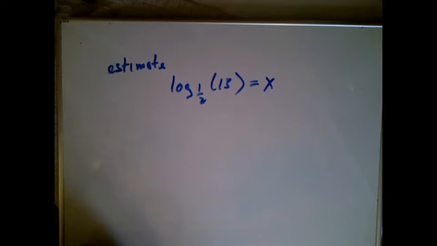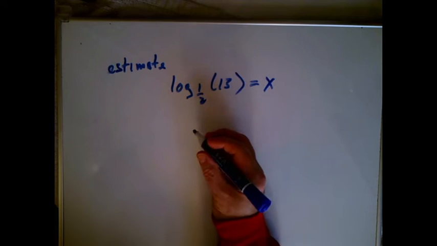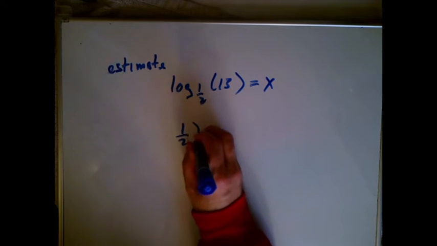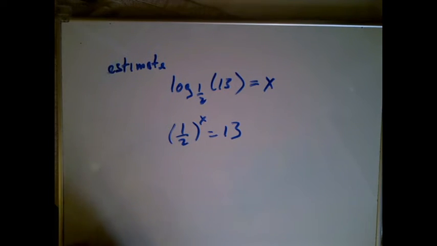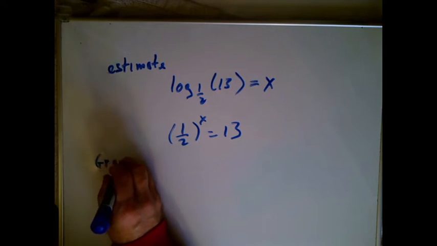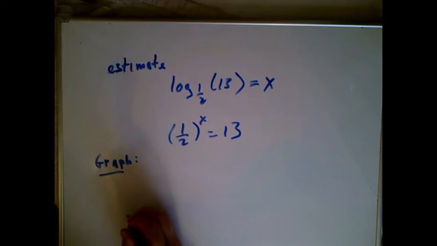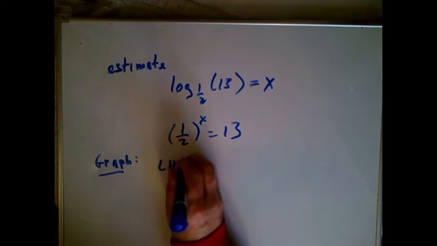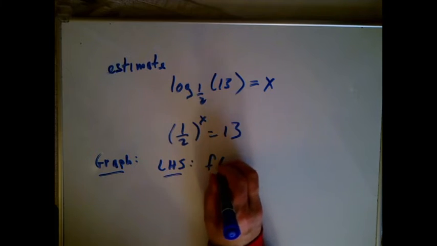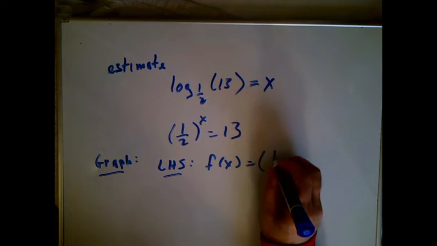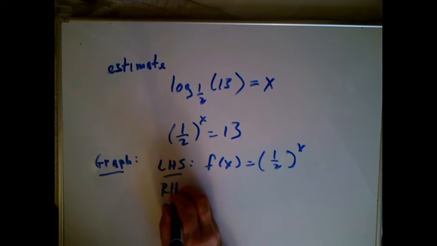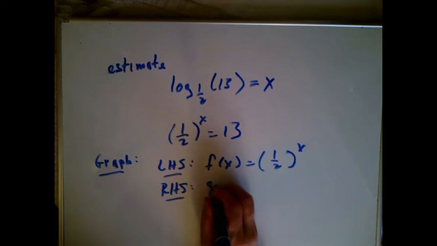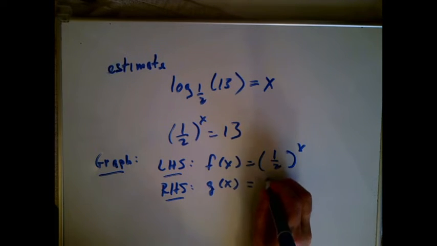And I'm going to rewrite this without log. Remember, we write this as 1/2 to the x equals 13. So I'm going to write down 1/2 to the x equals 13, and we want to solve this graphically. So this is what I'm going to do. I'm going to graph the left-hand side, and I'm going to just write down f of x equals 1/2 to the x. And I'm going to write down the right-hand side, and I'm going to make that a different function. I'll write down g of x equals 13.